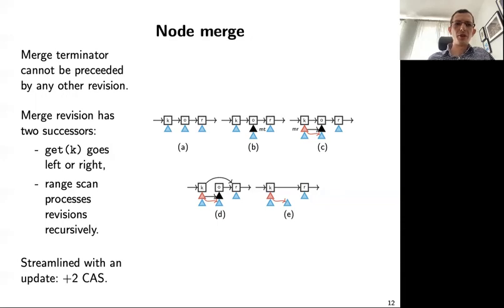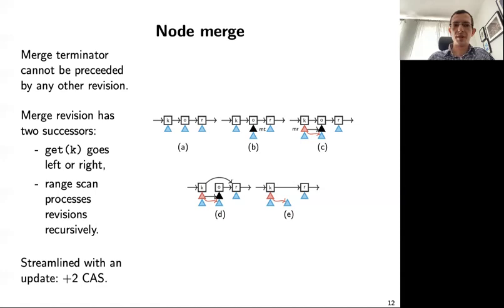We begin a node merge operation by adding, using a compare and swap operation, a special revision to the node that we want to merge. The special revision, here marked with a black triangle, is called a merge terminator. No other revision can precede a merge terminator. In other words, any concurrent thread that encounters a merge terminator knows that there is a node merge operation going on and that it needs to be completed before the thread can carry on with its updates.